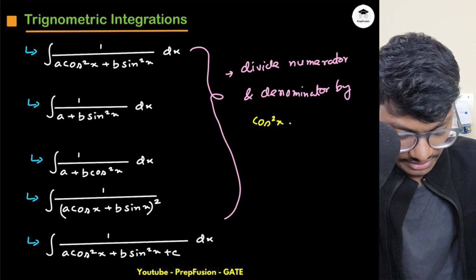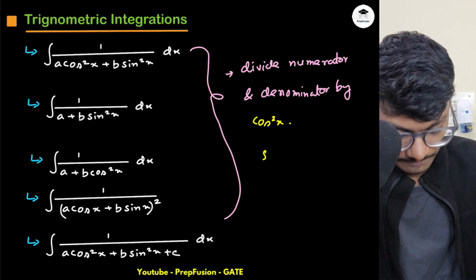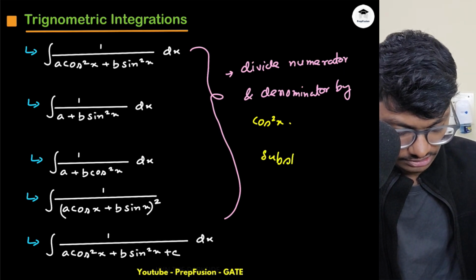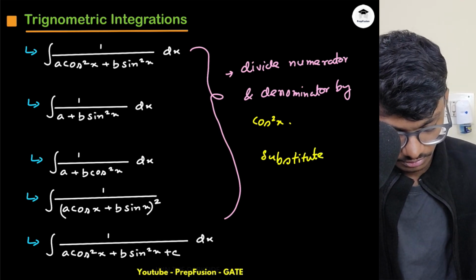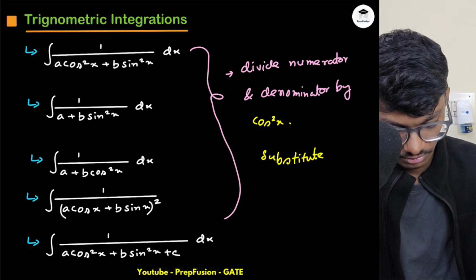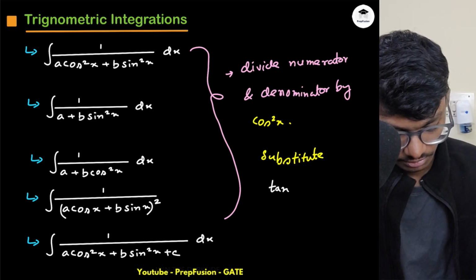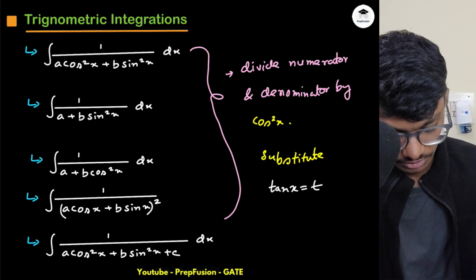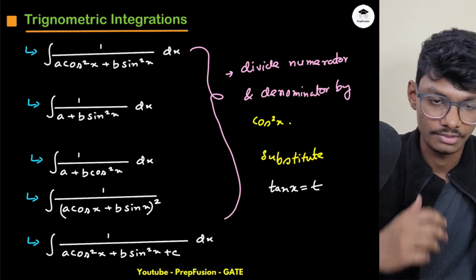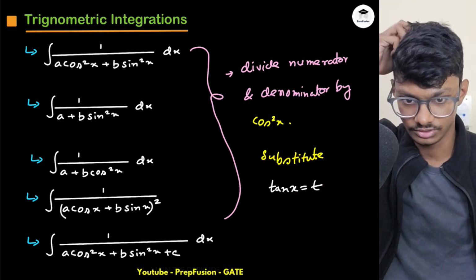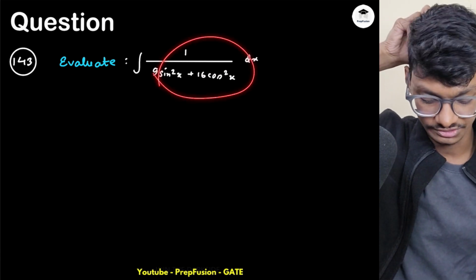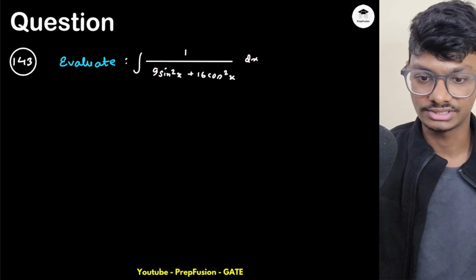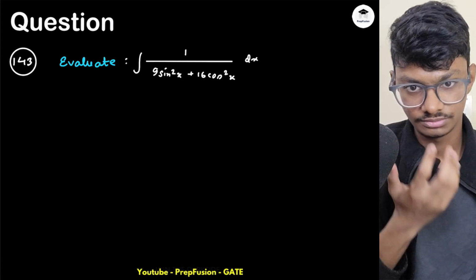So then you replace or substitute tan x equals to t. That is what you do. So these are homeworks for you. You can evaluate this easily. You divide by cos square x on both sides, and then you use the method of substitution.